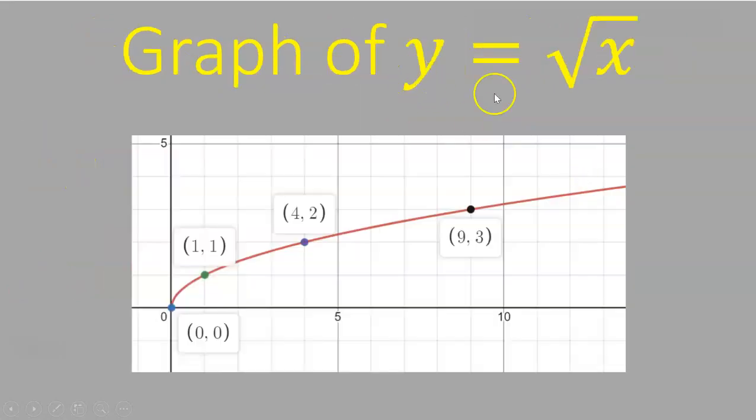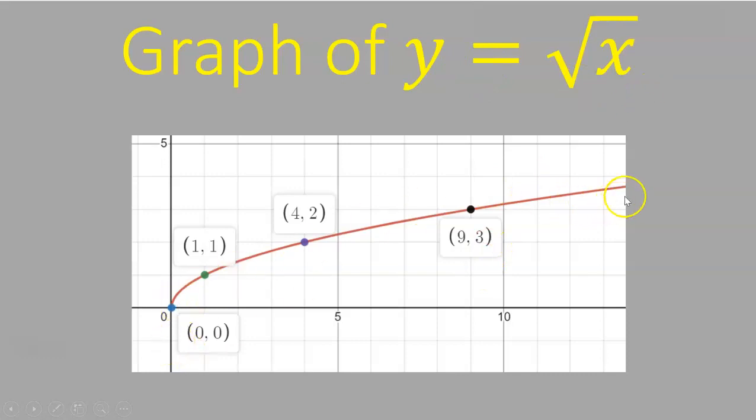So we have this family of functions that we're going to look at here. This is a radical graph, or what we call the square root graph. Y equals the square root of x. And 1, 1 makes this true, this green dot. Because if you put 1 in both the x and y positions, you have a true sentence. 1 equals the square root of 1. Likewise, 2 equals the square root of 4, and 3 equals the square root of 9.